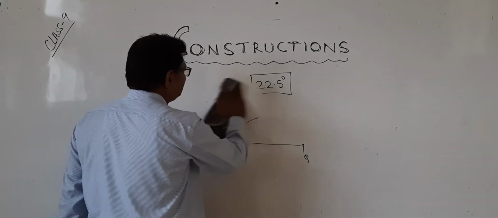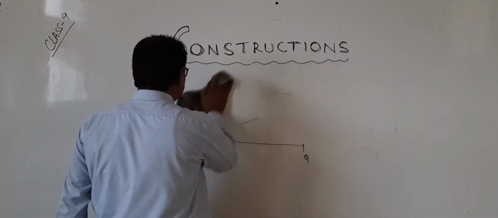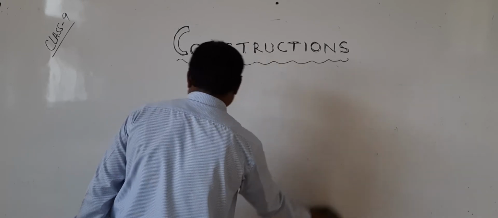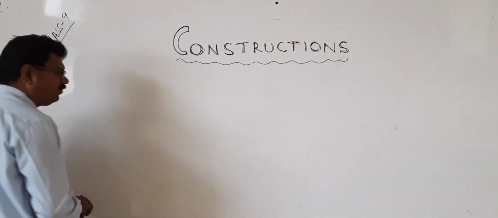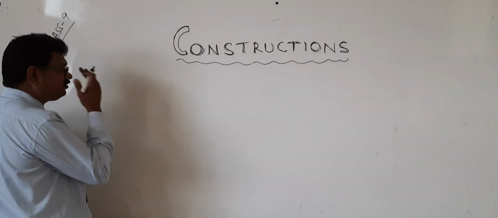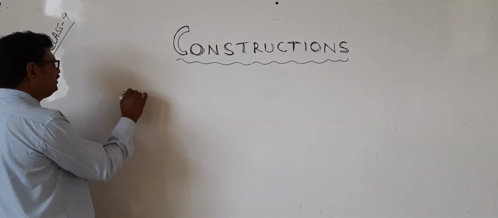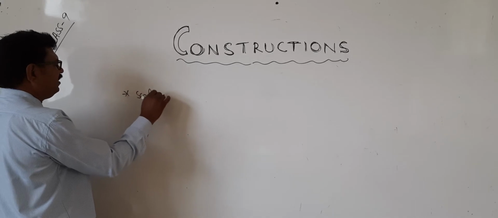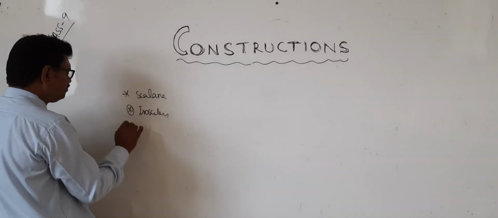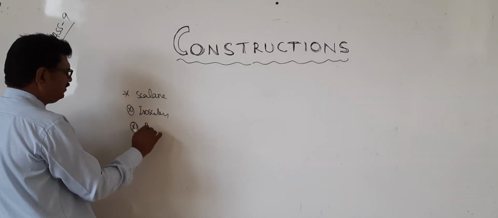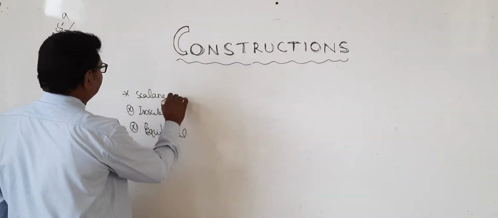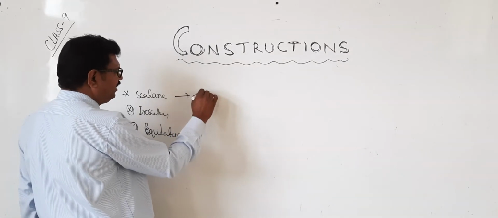Very important aspect. There are only 2 problems for you. Before going to the problems, we should know how to construct. There are types of triangles. One is the scalene triangle. Second one is the isosceles triangle. Next one is the equilateral triangle. Scalene means all are different.